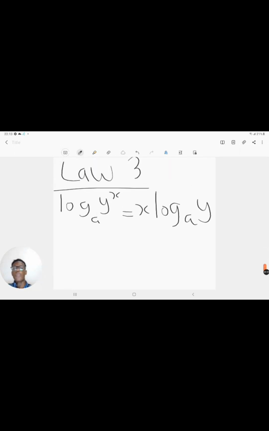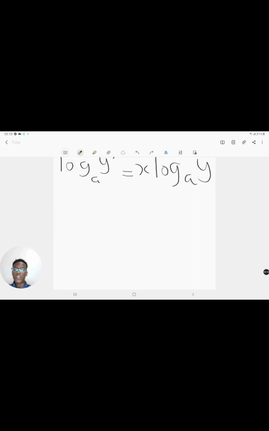So what this law basically says is that if you have a logarithm and that logarithm has an exponent, you are allowed to take that exponent and make it the coefficient of your log, just as you see it here. That's all that it's saying. Okay, it's not complicated at all. If you have a logarithm and your logarithm has an exponent there, take the exponent, make it your coefficient, then you've got that. Okay, let's illustrate that using an example.